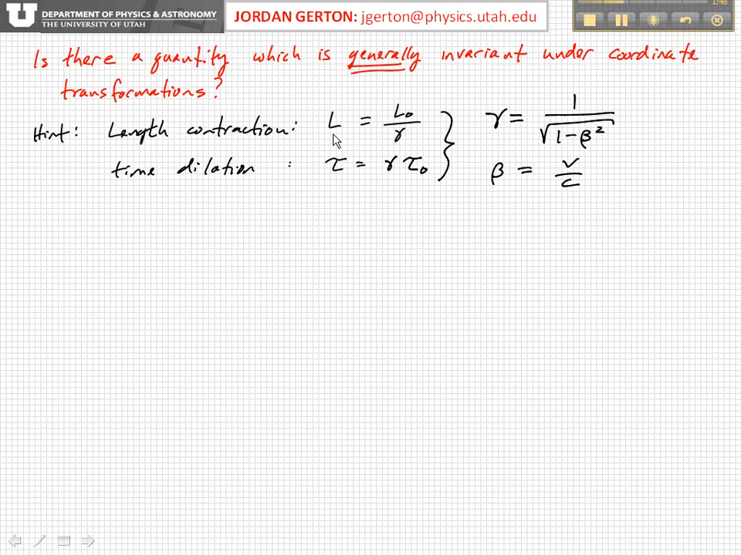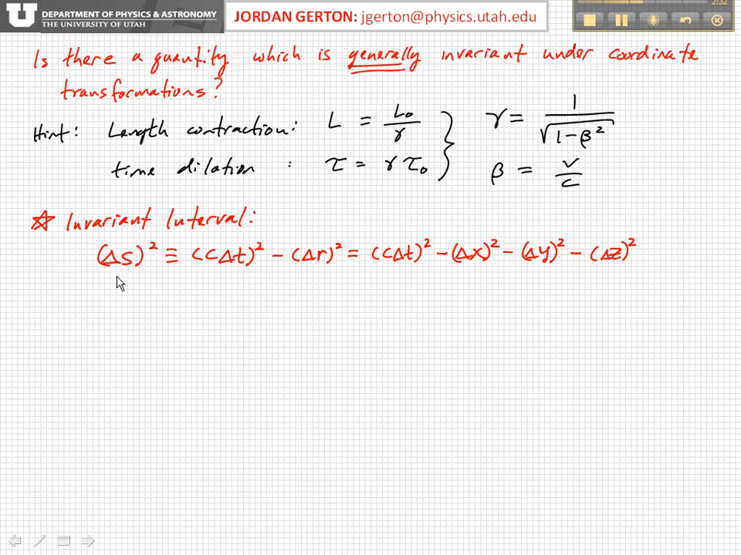If we look at our expression for length contraction, the length of an object that's moving through a particular coordinate system is length contracted by this factor gamma. So it's shorter by this factor gamma. Again, gamma is the Lorentz factor, and beta is the relative speed between the two coordinate systems with respect to the speed of light. But in the expression for time dilation, the time is dilated, increased by the same factor gamma. So in some sense, length contraction and time dilation oppose each other. Okay, so let's figure out a way to combine them.